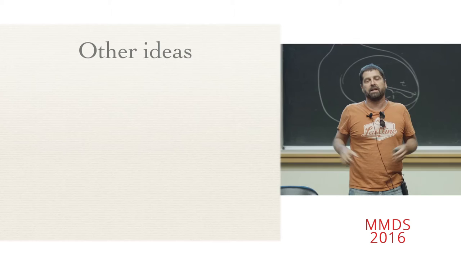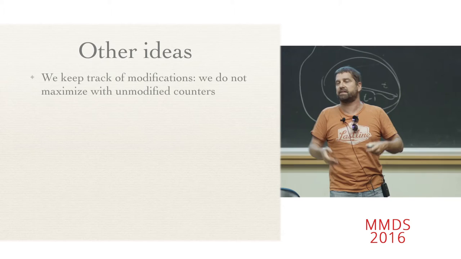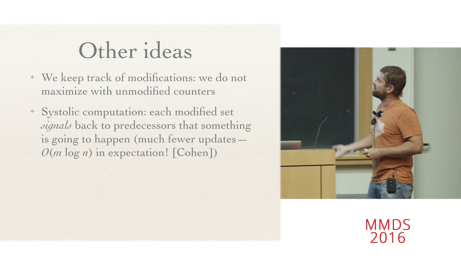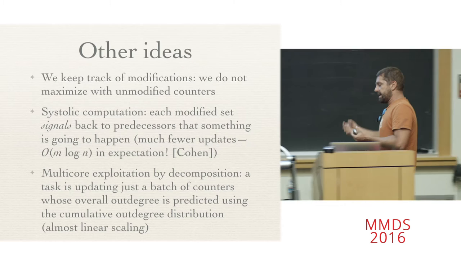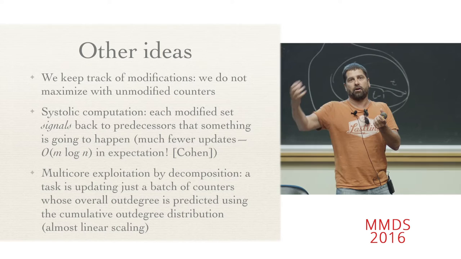These counters are continuously merged together with this broadword, and as we go on, we accumulate the result. There are a number of other ideas we're using to make this fast, like we keep track of modified counters. We have a lot of parallelism. I mean, clearly, each maximization is independent. So for each node, taking all the values and taking the maximum is independent.